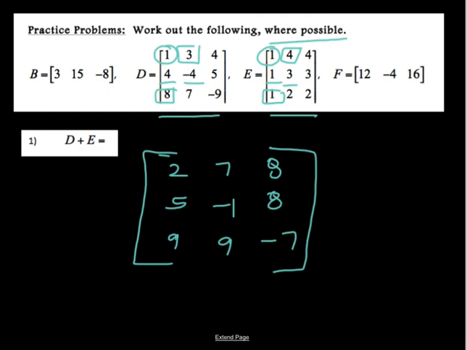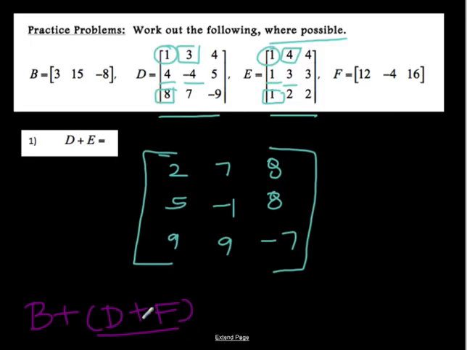Let me rewrite that, sorry. Okay, so if you have B plus, and then you have D plus F in parentheses, you need to do this piece first, then you would take B and add that to that. So just remember to go ahead and follow the order of operations. Do things in parentheses first, and then go ahead and add.